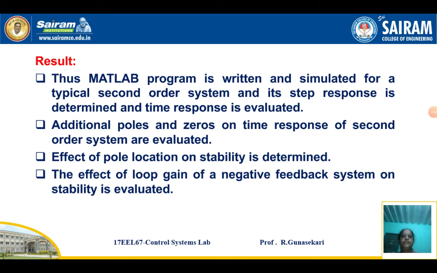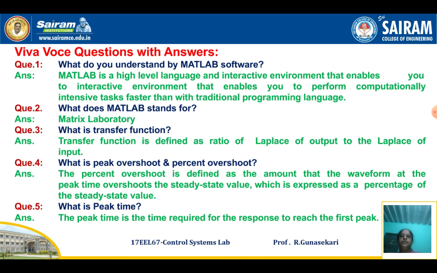The next one is the result. You can write the four parts. First we get the time and step response of the second order system. Then the effect of poles and zero of the second order system. Effect of poles on the stability, and then effect of loop gain. Then some examples of Viva questions for this experiment.